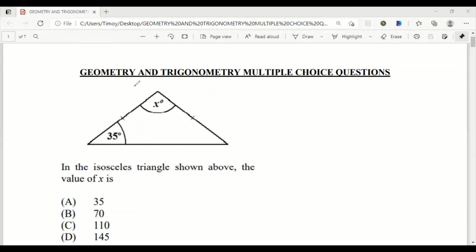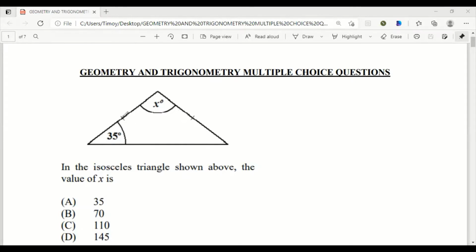In this video, what we are focusing on is geometry and trigonometry multiple choice questions. Question number 1. In the isosceles triangle shown above, the value of x is.